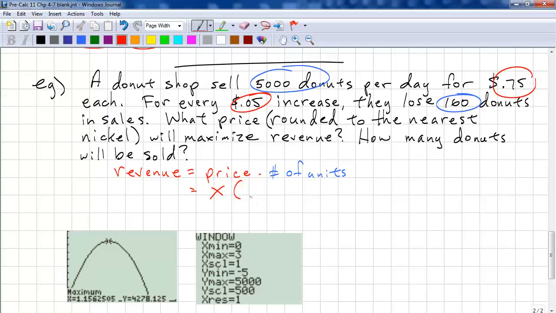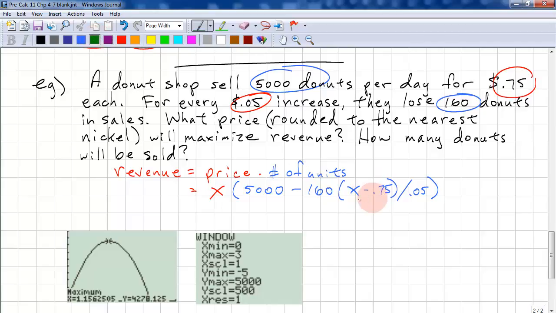Now we're going to deal with units. We have 5,000 donuts if they sell it at 75 cents. Now for every increase of 5 cents, they lose 160 donuts. So this is 160 times X minus our original price, which is 75 cents. And they lose 160 for every 5 cents. And there's our formula.